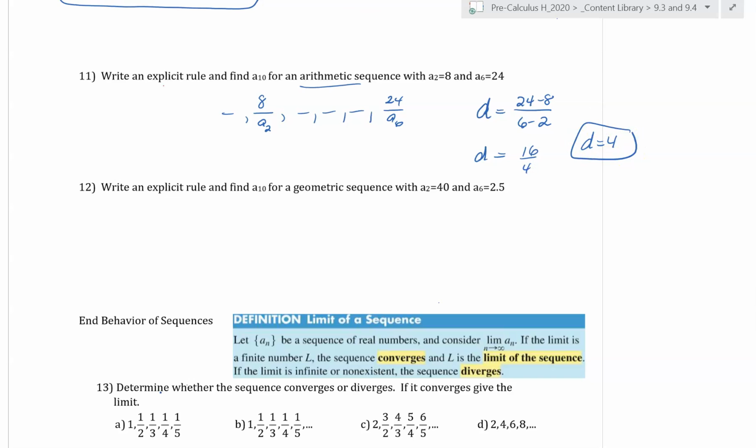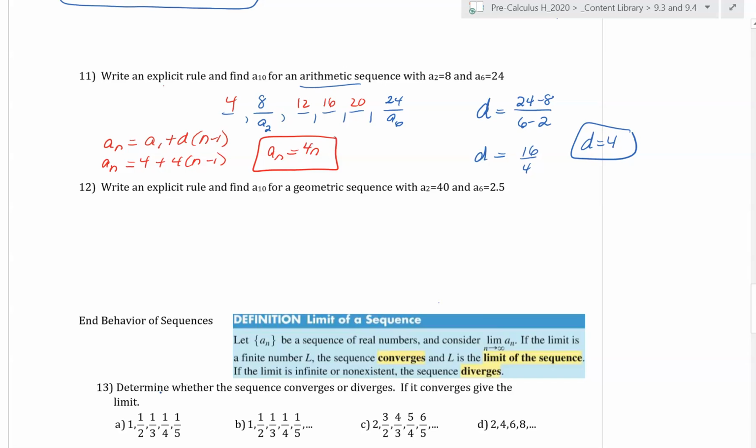Let's just test that out and see if that worked. 8 plus 4 is 12. 12 plus 4 is 16. 16 plus 4 is 20. And again, you would back up to find the first term. So if we want a rule, we would say that the nth term in an arithmetic sequence is the first term plus the common difference times the quantity n minus 1.